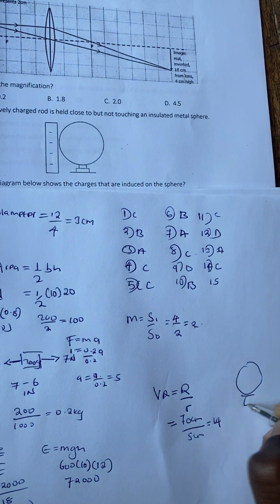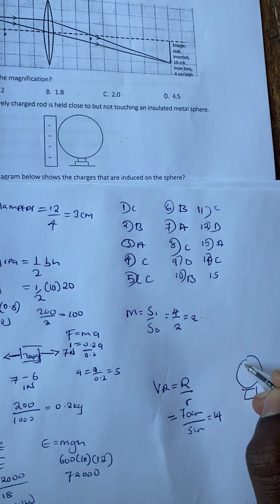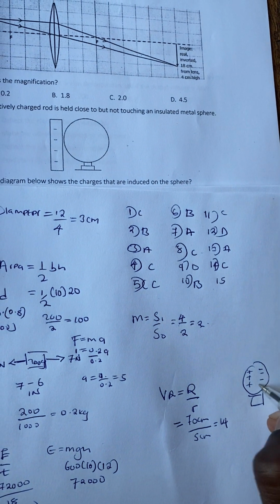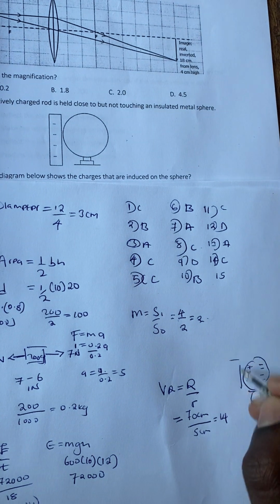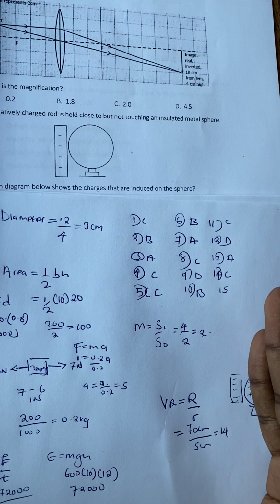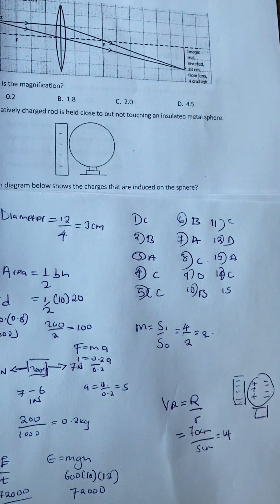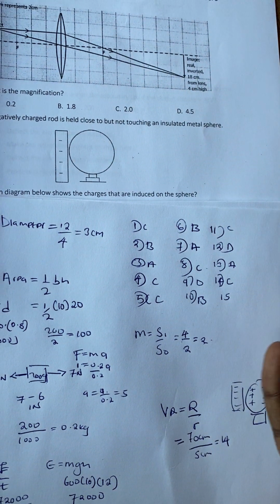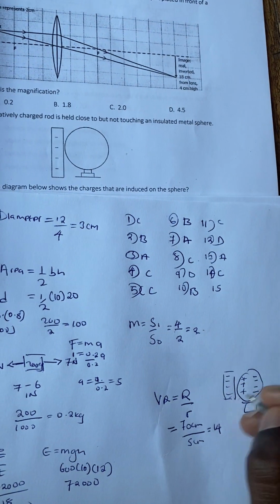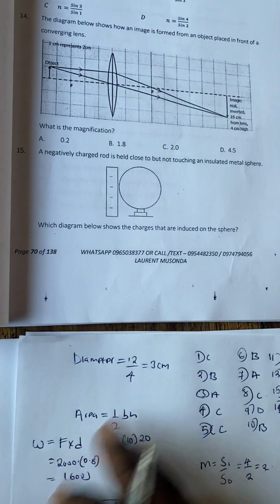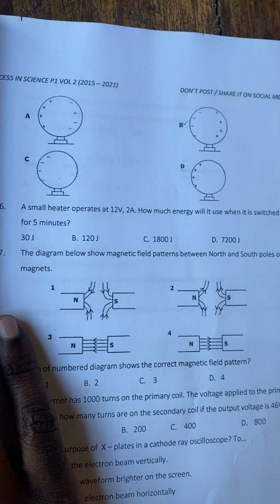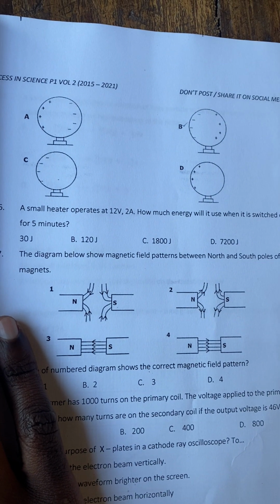metal sphere, which is made up of protons, which are positively charged, and electrons, which are negatively charged. So when you bring a negatively charged rod, the positive charges or the protons will move closer to the rod, and the electrons will move away from the rod. So the answer needs to look something like this. So question 15, the correct answer is supposed to be A.